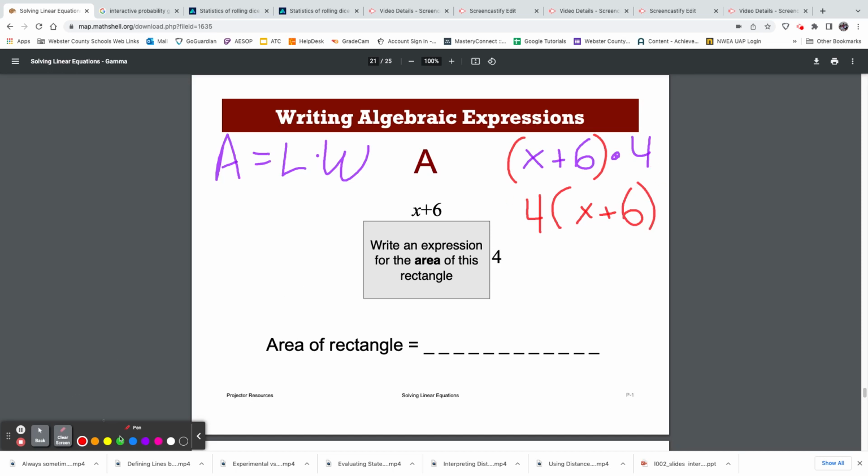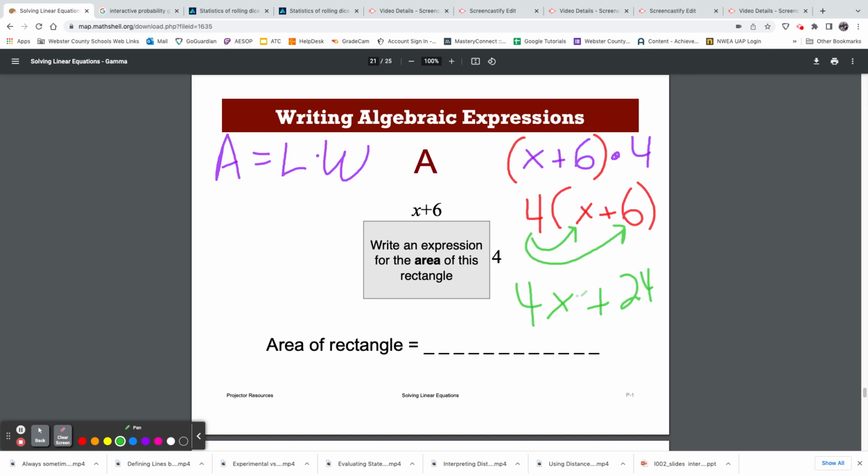I could also apply the distributive property that we learned earlier, where you multiply the coefficient of those parentheses by each piece on the inside. So 4 times x is 4x, and 4 times a positive 6 is 24. So there are 3 ways that you can write this.